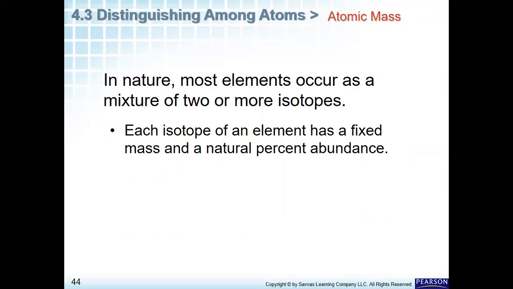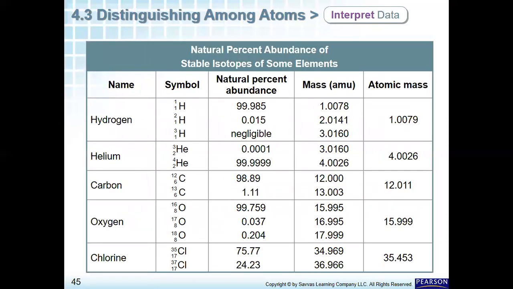So in nature, guys, most elements occur as a mixture of 2 or more isotopes, and each isotope of these elements has a fixed mass and a natural percent of abundance, or existence, in nature. So here we'll get, for example, hydrogen 1, hydrogen 2, and hydrogen 3. They will have different natural abundance, and the mass is different too, according to AMU. And by the end, we'll get the average atomic mass, representing the most abundant one.